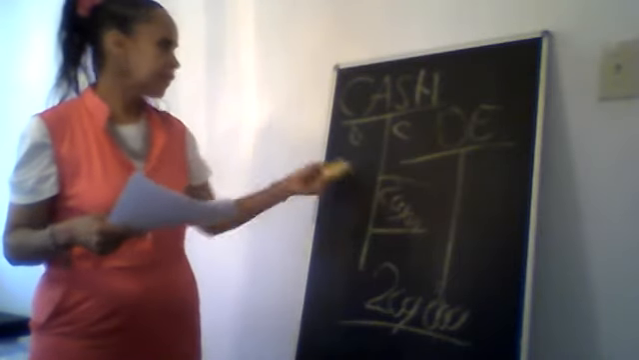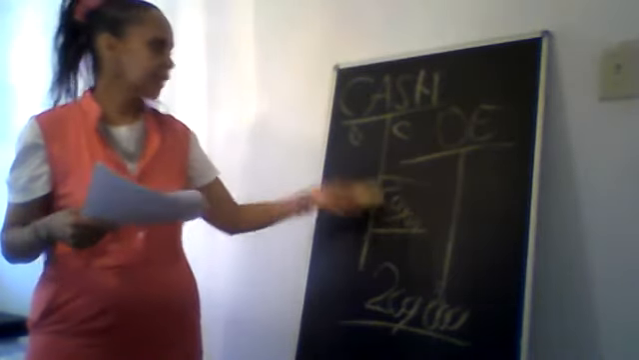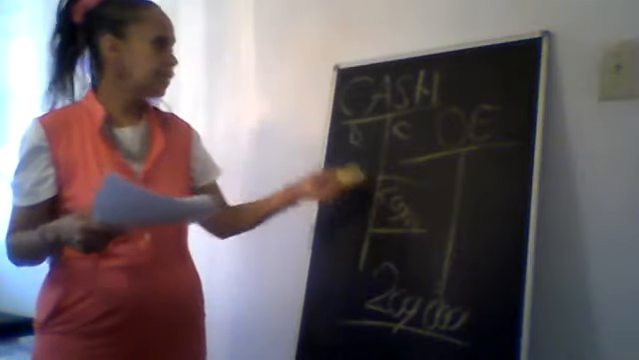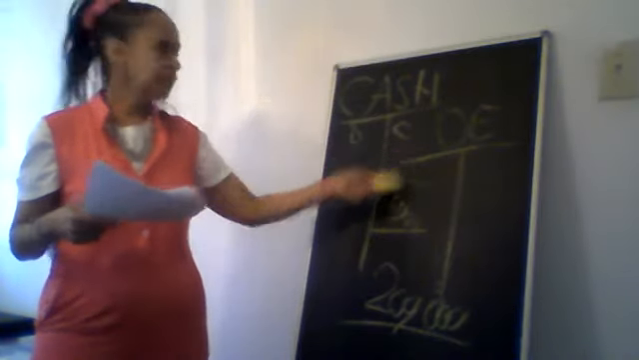I want to debit owner's equity $200,000. Credit cash $200,000 because it's coming out of the cash account. So credit cash $200,000 for a decrease. And I want to debit owner's equity for a decrease.